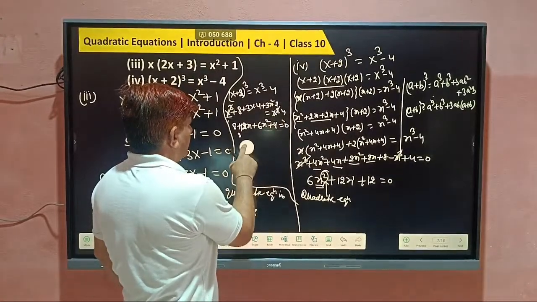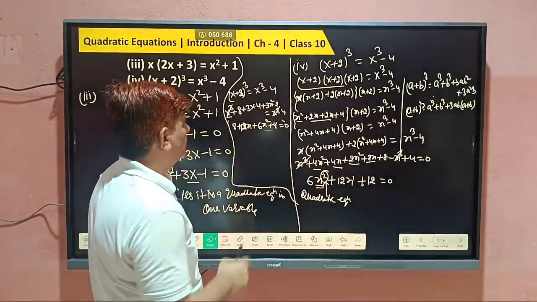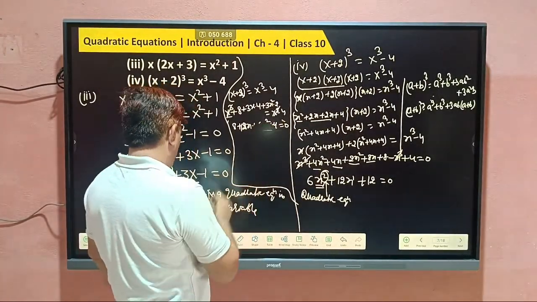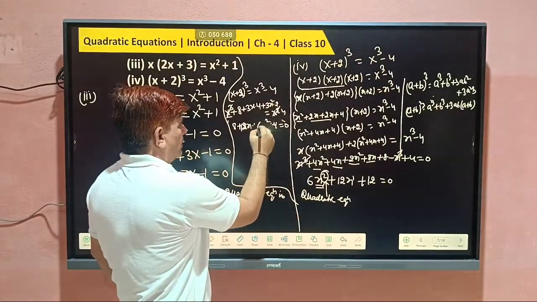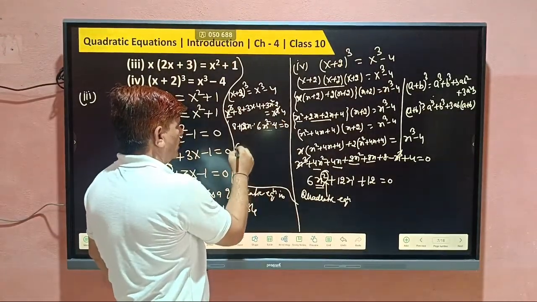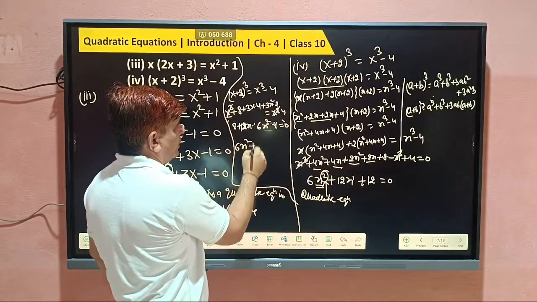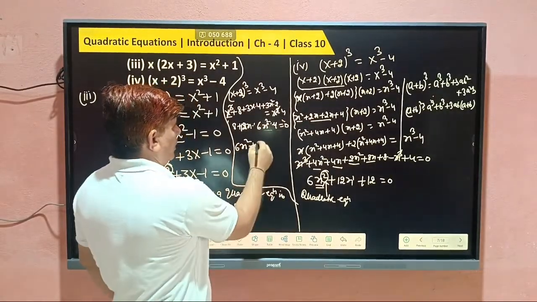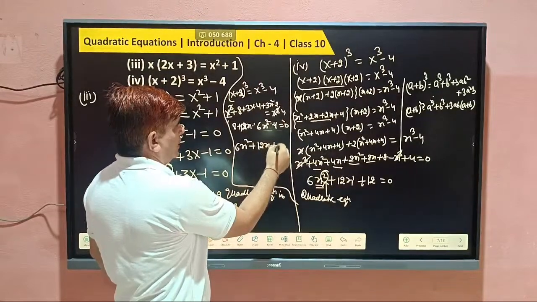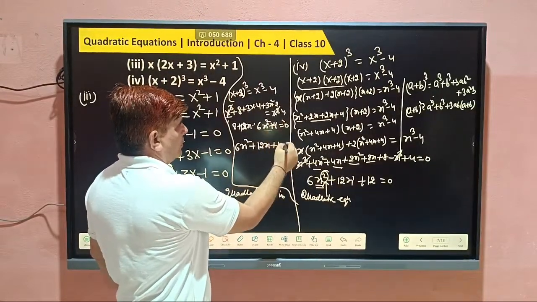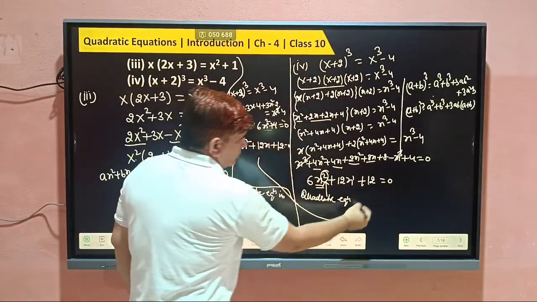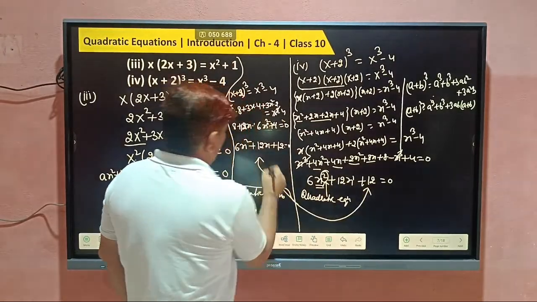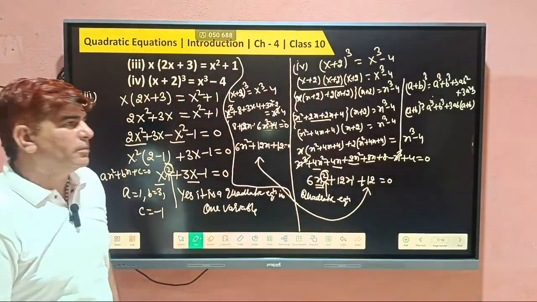Directly I have written it: 6x square plus 12x plus 12 equal to 0. Look at both of these once. There are so many methods, but you have to tell whether it is quadratic.